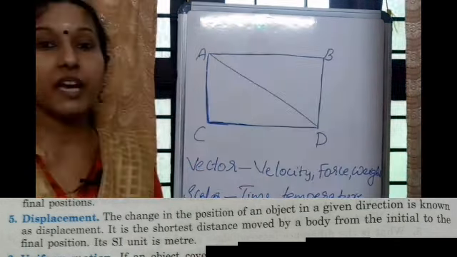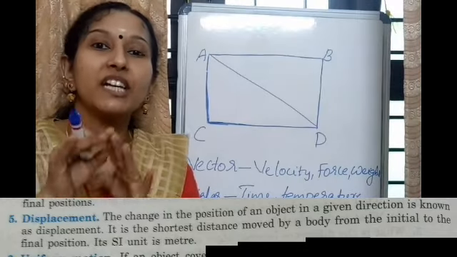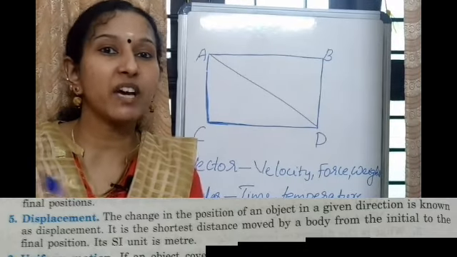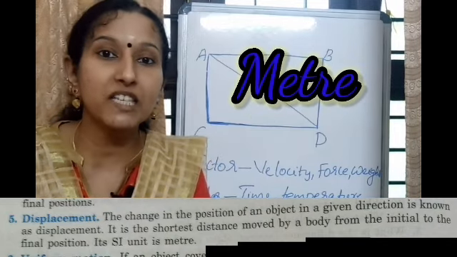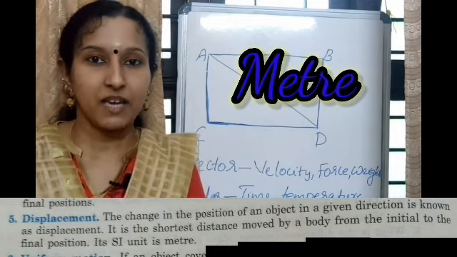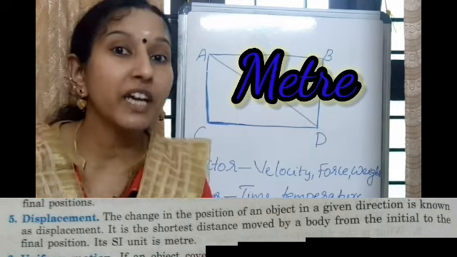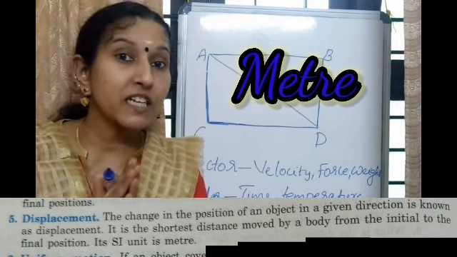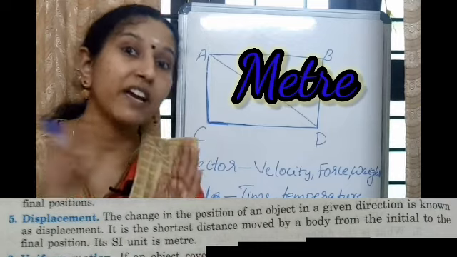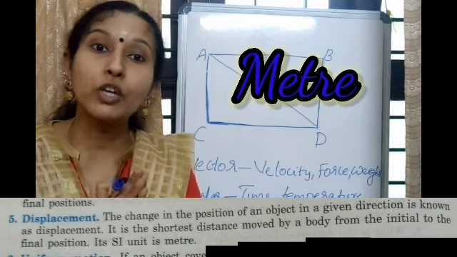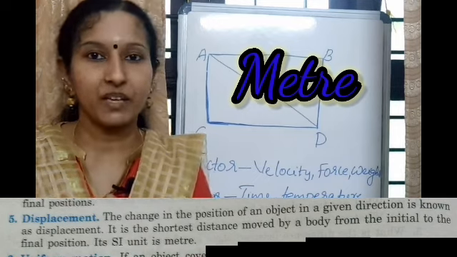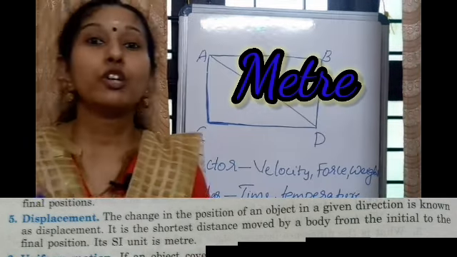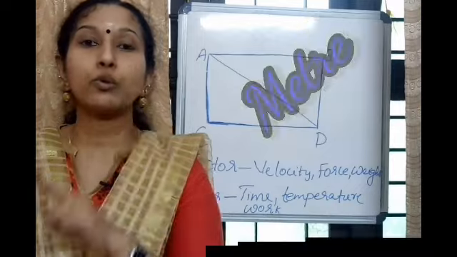The SI unit of distance and displacement is the same, that is meter. Which is the SI unit of distance and displacement? Meter. Distance is the total path covered by an object. Displacement is the shortest distance between initial and final positions. Both have the same unit, that is meter. Clear? Now I am going to introduce two new terms.